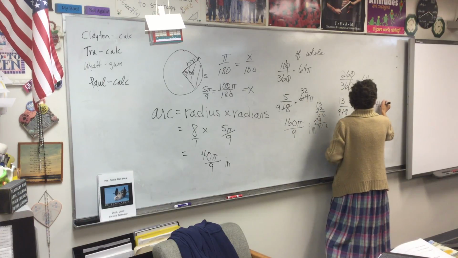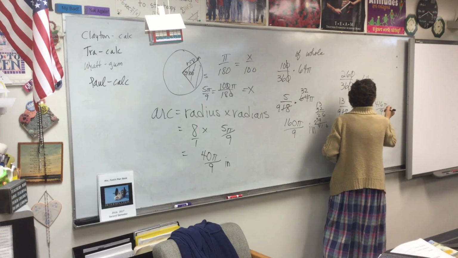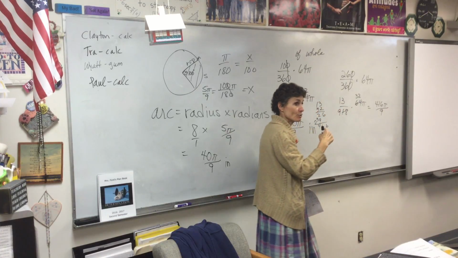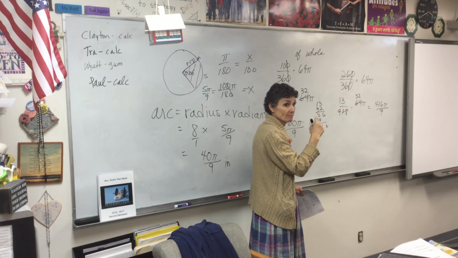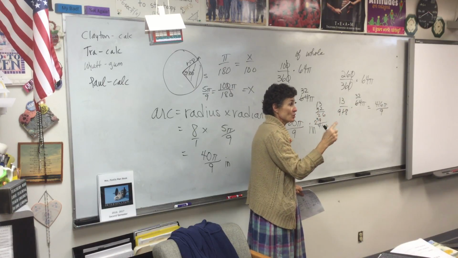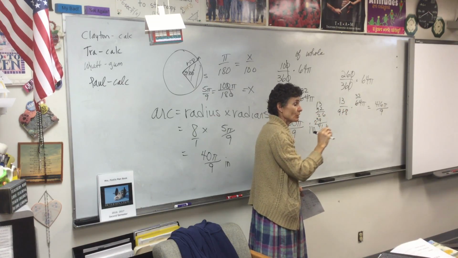416 pi over 9, maybe? Couldn't you subtract? Oh, wait. This is one way to do the problem, right? This is one way to do the problem. Everybody in agreement? So if that makes sense to you, that's how you're gonna do it.